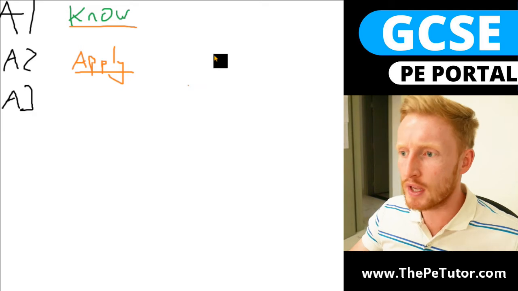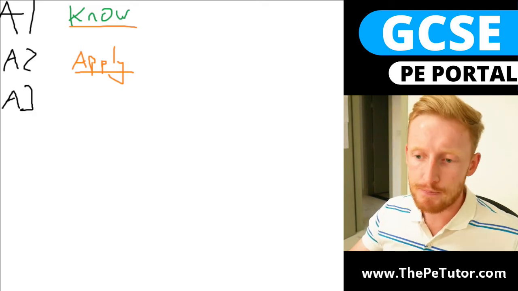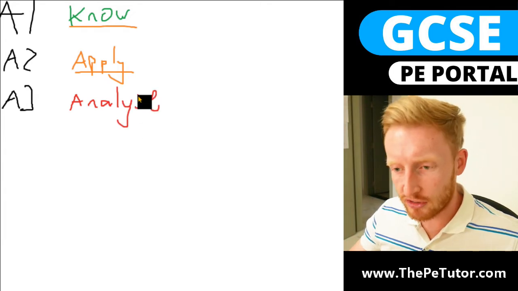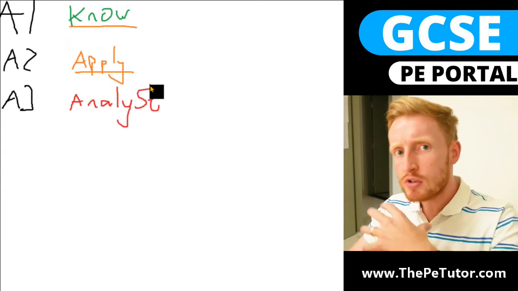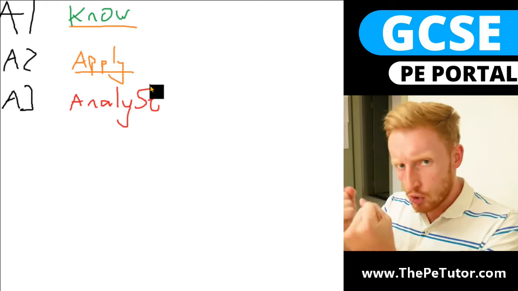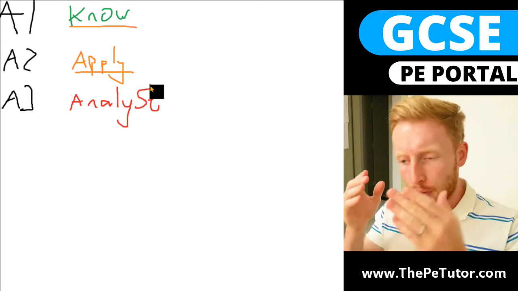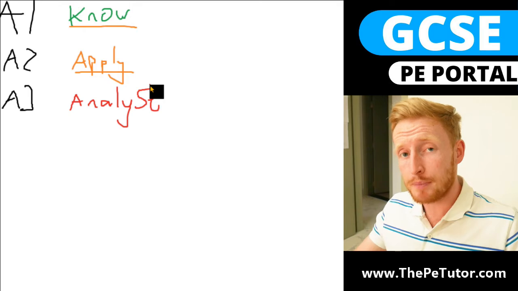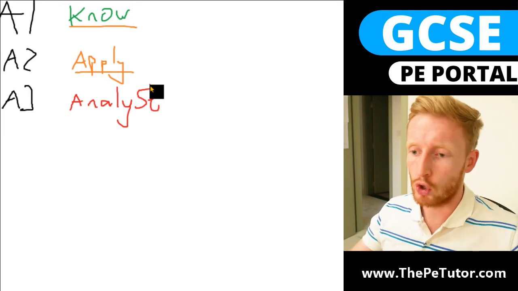And then AO3 is another layer deeper. And that's your ability to start to analyse or evaluate or justify. You start to have to utilise your understanding. You have to use it and weigh things up and apply it in specific situations and look at the pros and cons and perhaps even arrive at your own conclusion.